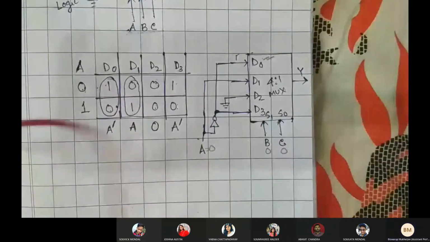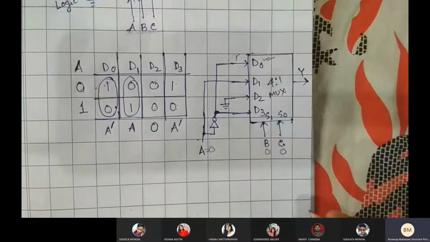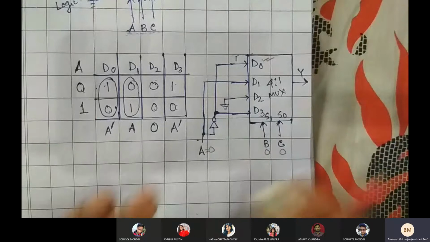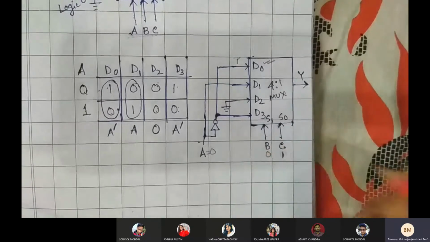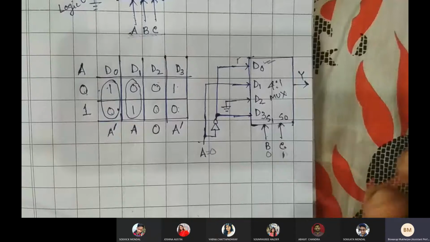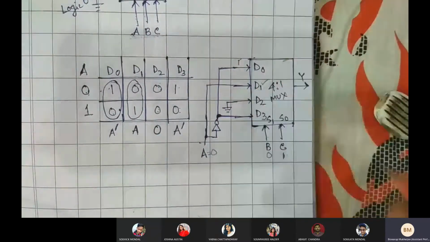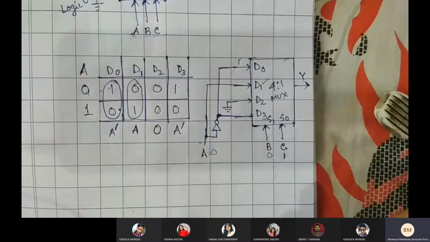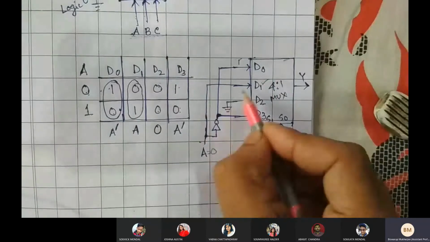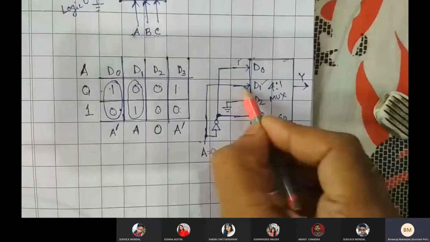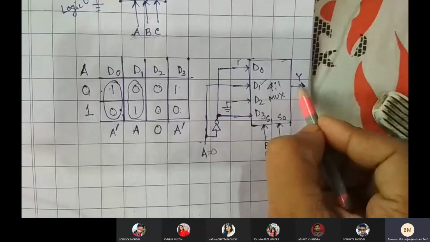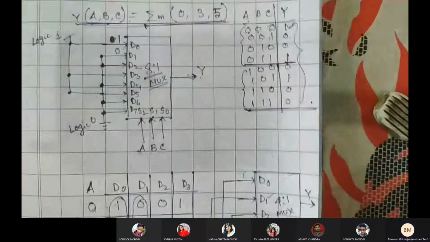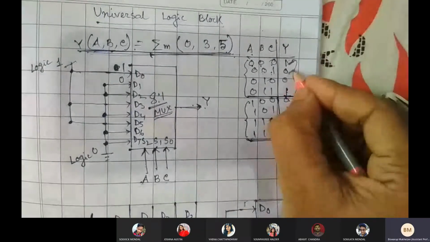Next one, it is 0, 0, 1. Suppose ABC, C value is 1 now. Okay. C value is 1, fine. If it is 1, which one is to be selected? D1. So D1 is to be selected. What is D1? D1 is connected with A. What is A? A value is still 0, right? So A is 0. What would be the output? 0. So output is 0.